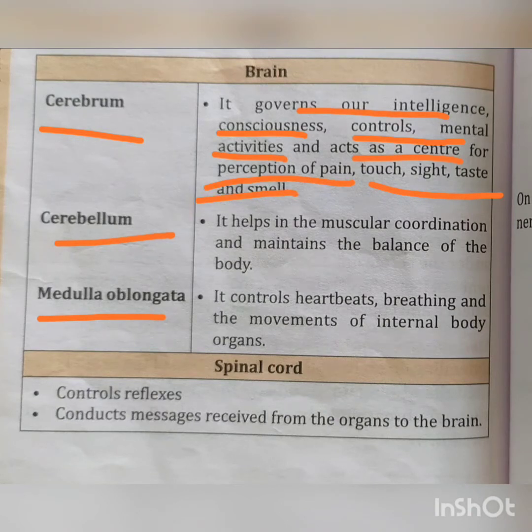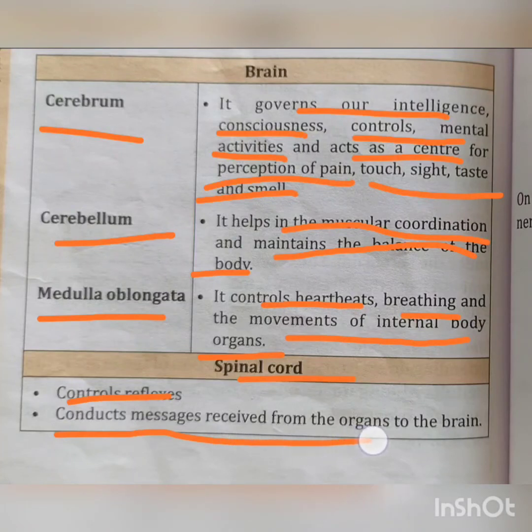Cerebellum helps in muscular coordination and maintains the balance of the body. Medulla oblongata controls heartbeats, breathing and the movements of internal body organs. That is, all the involuntary activities of our body are controlled by the medulla oblongata. Spinal cord controls the reflexes and conducts the messages received from organs to the brain.